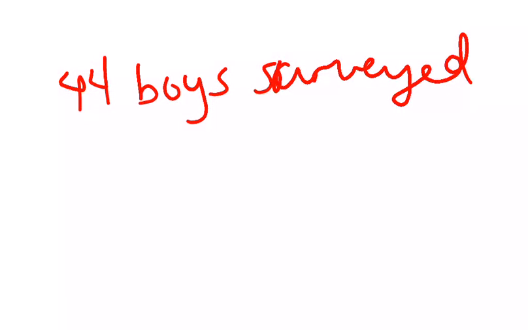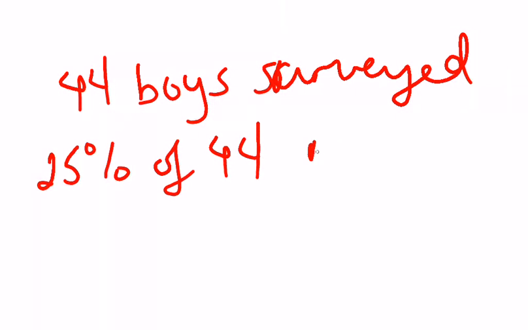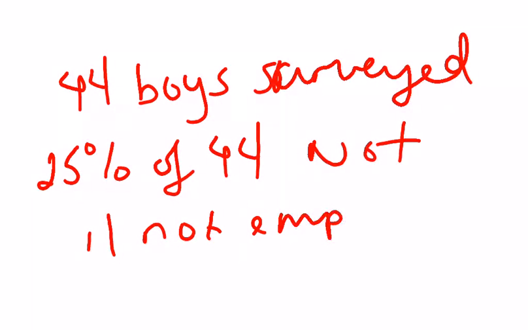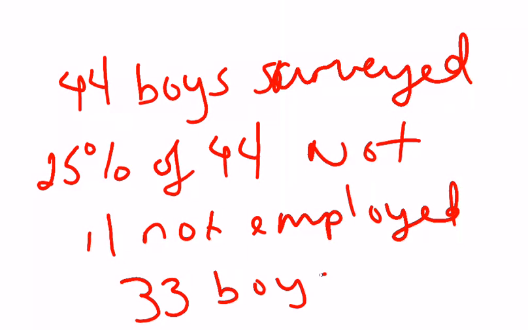What it asked us was how many boys are employed, but they said 25% of the boys are not employed. So 25% of the 44 are not employed, and so we have to figure out what that is. So 0.25 times 44 is 11 boys are not employed. So out of the 44 boys, how many are employed? And that would be 33 boys.